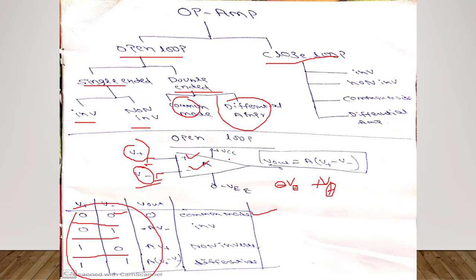So what I am getting is V out is equal to A into (V plus minus V minus). This is a very important formula. For any op amp you take, this formula is very important, or we call it the basic formula. Without this we can't do anything. Now if you know this formula, in the first case we are using V plus 0 and V minus 0.